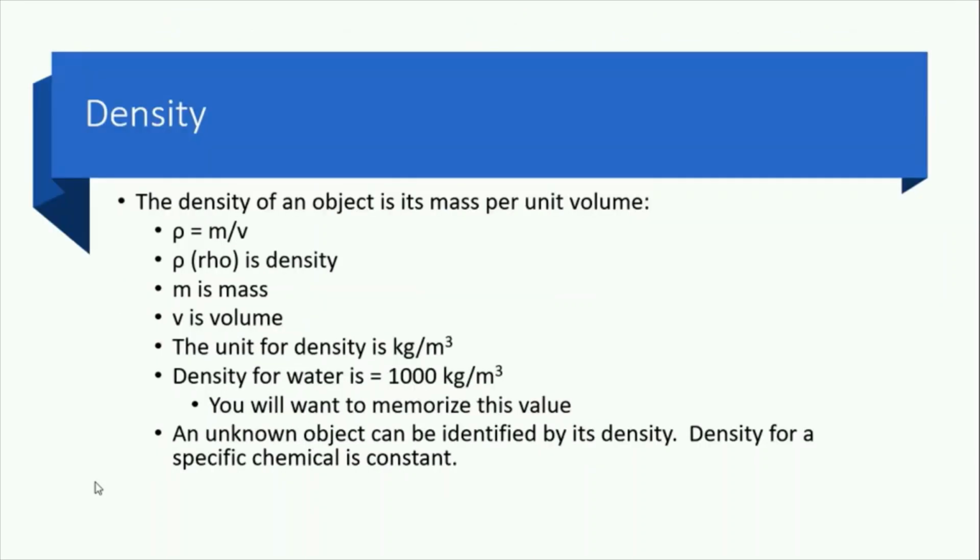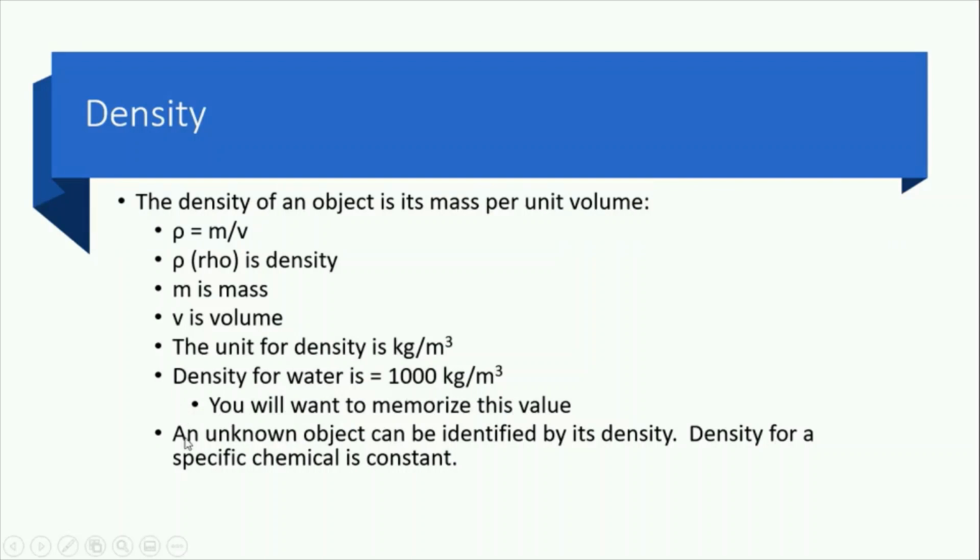All right, density. We've already talked about the formula for it, so you guys know that. The little symbol they use in physics is rho. This looks like a P, and it's mass divided by volume. The key number you want to make sure you have memorized is that the density of water is 1,000 kilograms per meter cubed.